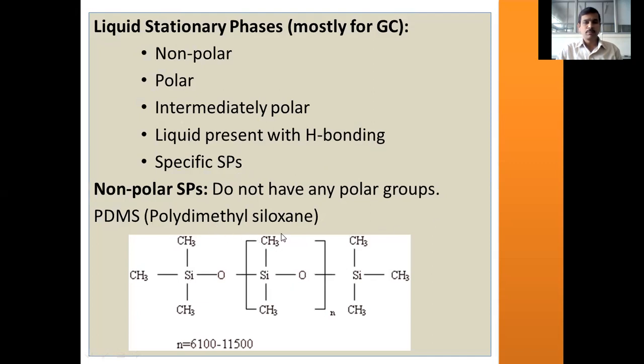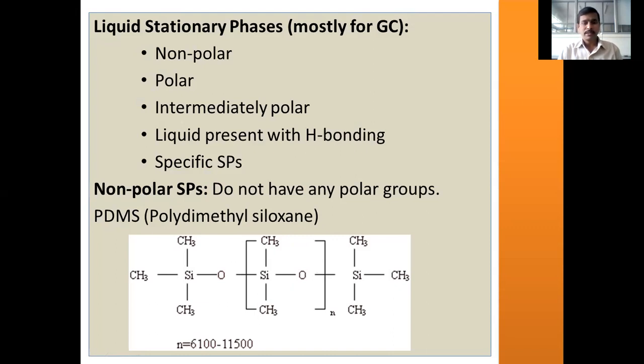Say, for example, if you take polydimethyl siloxane, it is bonded between silicon and oxygen is further bonded with silicon. So this CH3 single bond O will be present n times, where n may be 6100 to 11500, and this is PDMS, a very bulky molecule, and this is highly non-polar. This is not going to have any polar interaction with the solute. So the average retention for non-polar solutes will be more when compared to polar solutes. So this is going to be the non-polar stationary phase.